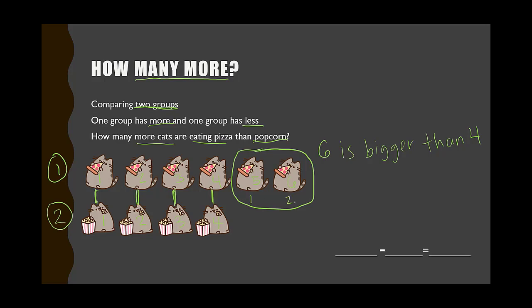1, 2. So I'm going to write my subtraction sentence. I'm going to take my big number first. So we said 6 is bigger than 4. So I'm going to take the number 6 first. So 6. And then we matched up with 4. So we found 4 pairs. So 6 minus 4 is going to be the number that we have left over. And that'll be 2.